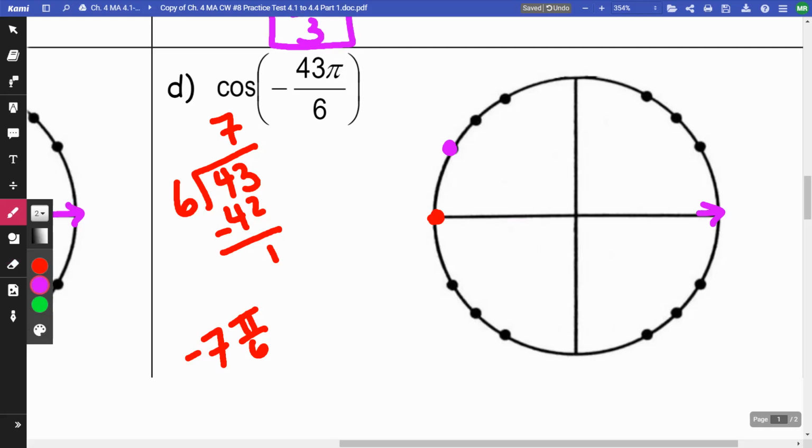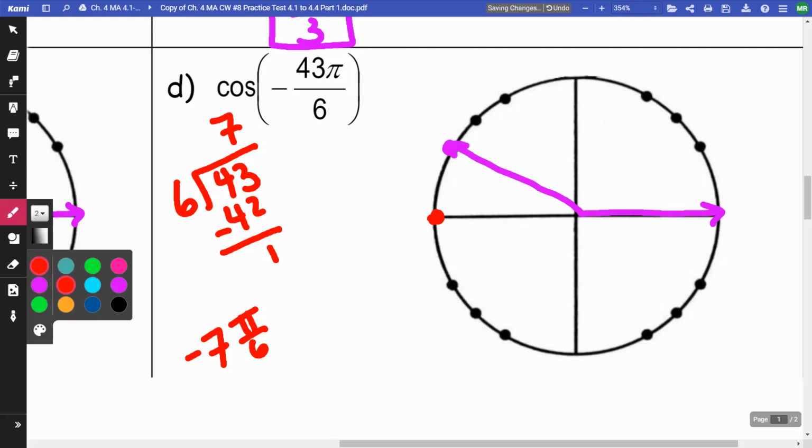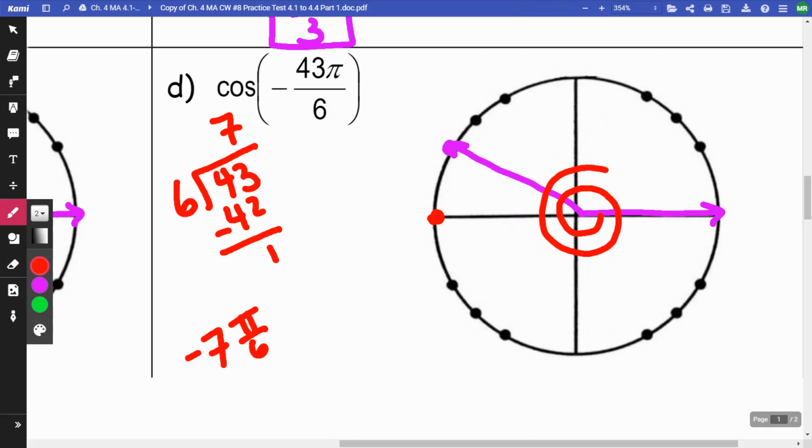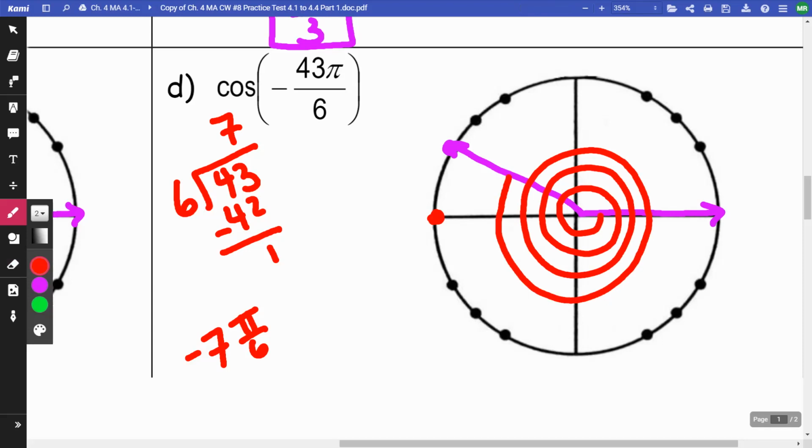I'm going to be starting here, ending here, and then I went around, that's a negative 2 pi, a negative 4 pi, a negative 6 pi, then we went to 7 pi, and then we went 1/6 more. Okay, that was our movement.